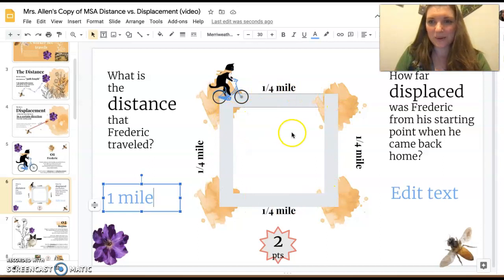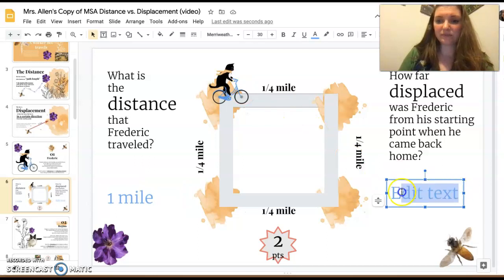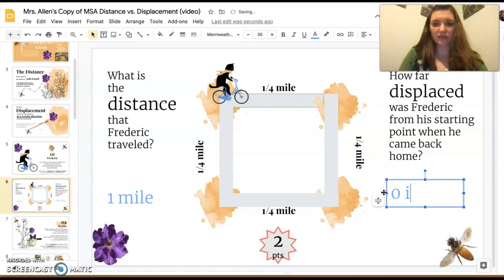Okay, easy enough. 4 quarters makes a dollar, whatever. So then how far displaced he was from his starting point when he came back home: he's ending up at the same place he started. If you were to take a snapshot of where he started and where he ended up, it's the same place. So his displacement is 0 miles.